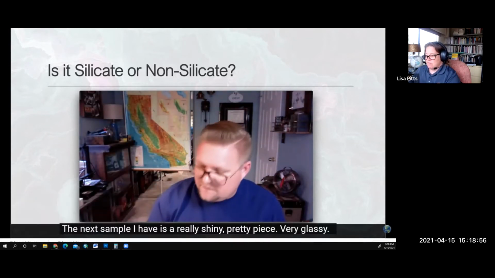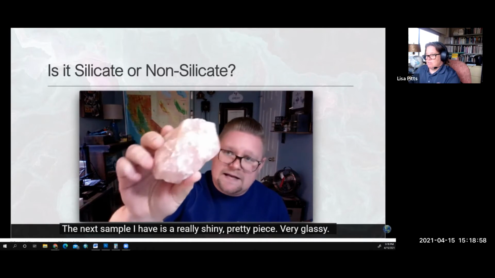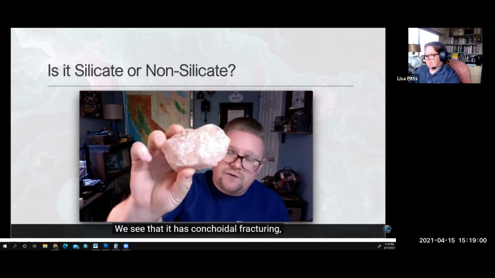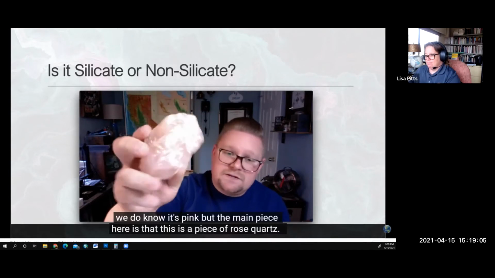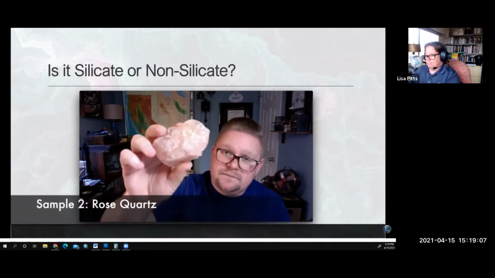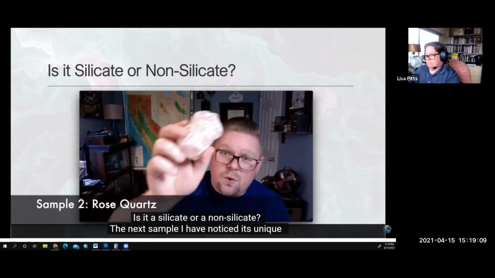The next sample I have is a really shiny, pretty piece, very glassy. Quartz. You see that it has conchoidal fracturing. We do know it's pink, but the main piece here is that this is a piece of rose quartz. Is it a silicate or a non-silicate?